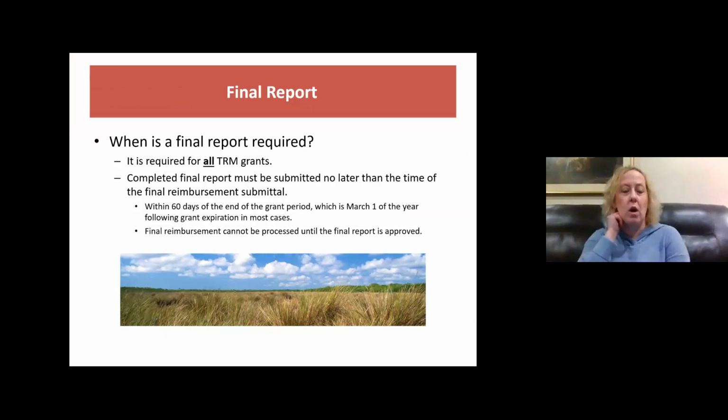So as I mentioned before, in terms of your final reimbursement request, it is also expected that you submit a final report to essentially tell us what you accomplished with your project. And it's required for all TRIM grants. That final report must be submitted no later than the time of the final reimbursement submittal. So the latest possible date is going to be 60 days from the end of the grant period. In this case, it's generally around March 1st. And that final reimbursement request will not be processed until the final report is completed and approved.